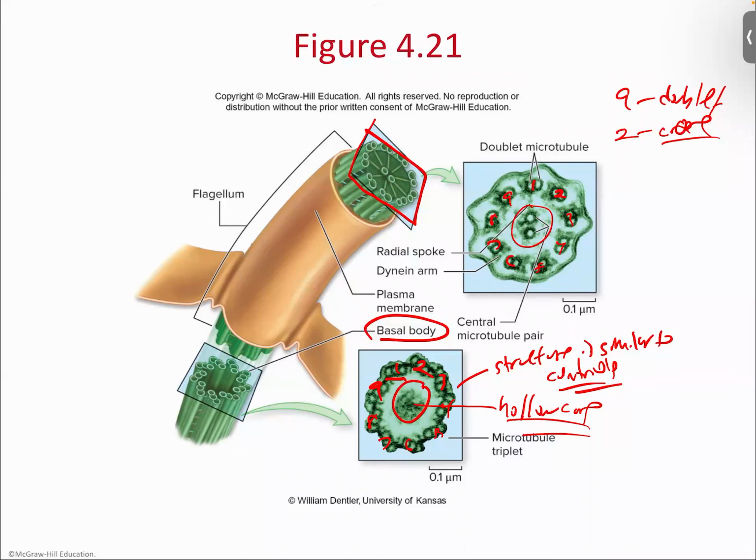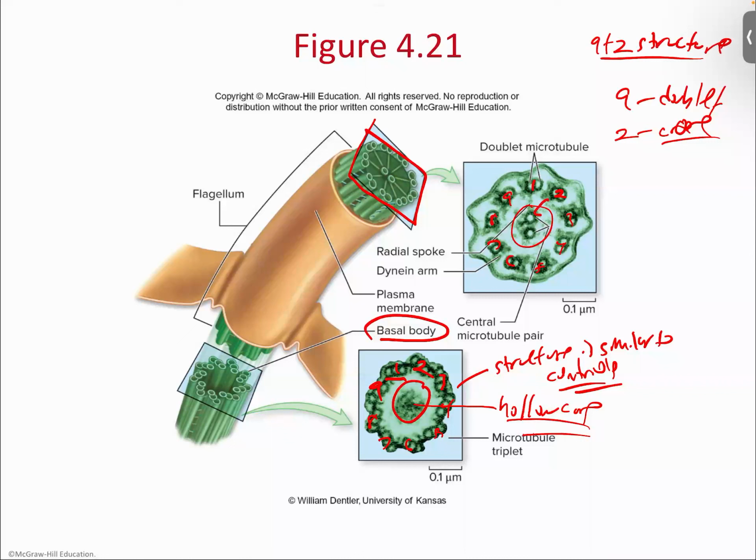So it's like a hub now in the center. That's where you get this 9+2 structure. This is for both flagella and cilia. But let's take a closer look at this though. This isn't the end of it.